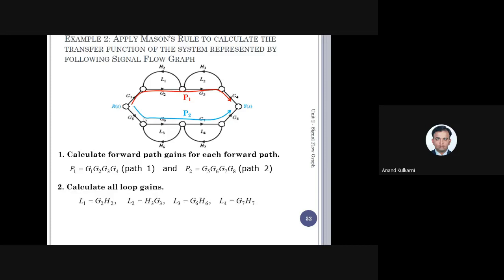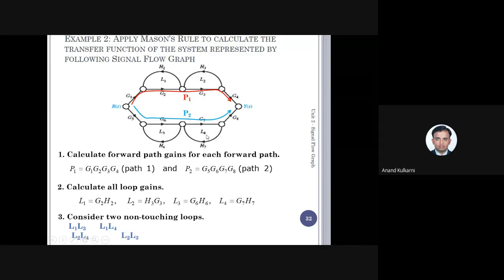Next we are going to find the total number of loops. If you just see the loops, there are 4 loops. Which are those loops? Loop is this, that is G1 H2. Inside we have written L1 here. G1 H2. Second loop is L2, that is G3 H3. Then the third loop is G6 H6, and the fourth loop is G7 H7. So these are the four loops which are present.